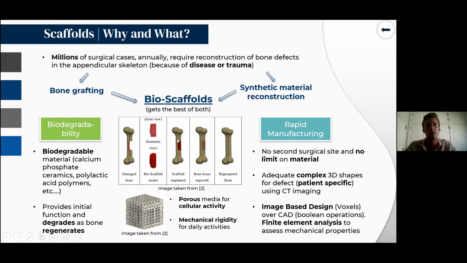A scaffold in Portuguese is called andaime, which you use in the obras. But here it is a type of structure that should provide a mechanical support for the defect while the bone is regenerating inside it, as we can see in this picture. It has the advantages that it's rapidly manufacturable. We do not have a limit on the material, again, if we do not think about costs, and we can specifically manufacture the shape for the defect and for the patient.